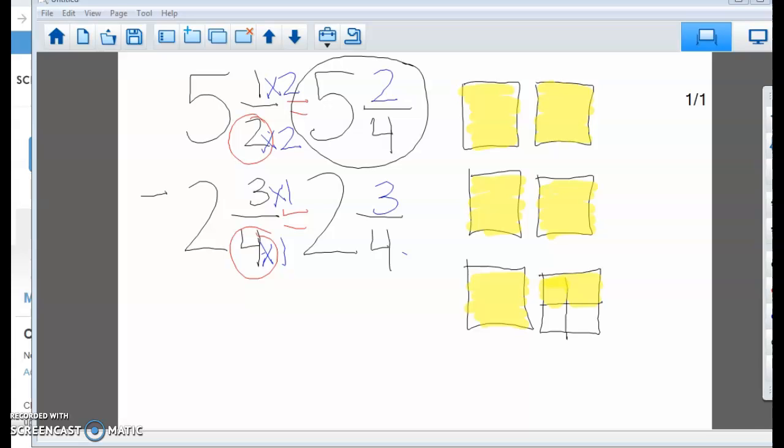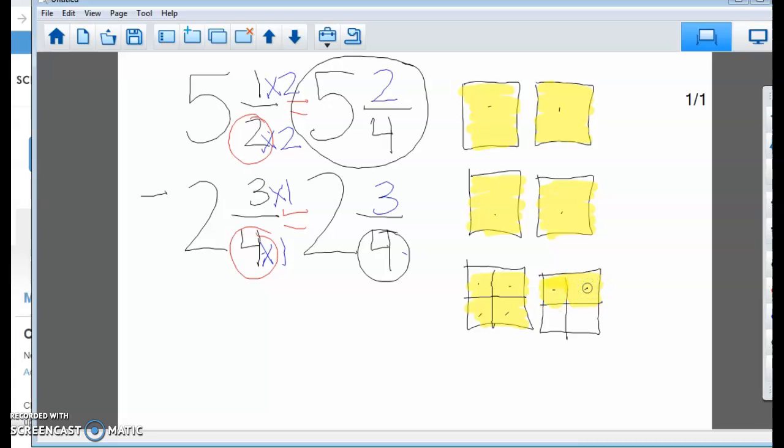Well, I noticed that I could go ahead and take away 2 wholes, but I can't take away 3/4. In order to take away 3/4, I need to split apart one of my wholes. Since I'm working with a denominator of 4 already, I can split one of my wholes into another group of fourths. So now this whole has become 4/4. So I now have 1, 2, 3, 4 wholes, and 1/4, 2/4, 3/4, 4/4, 5/4, 6/4 altogether.